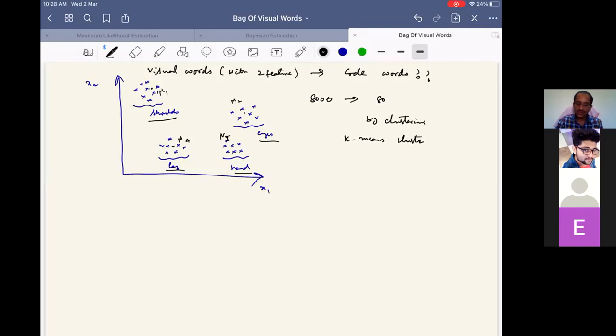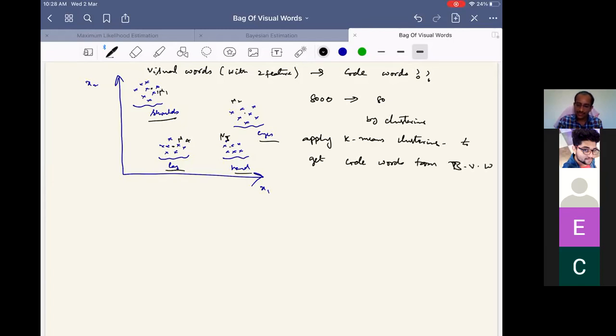Any method of clustering you can use. Since k-means clustering is simple, apply k-means clustering to get the visual code words from the visual words, from the bag of visual words. You have a lot of visual words, and from that you get the code words. Now I have the representatives for each class like that.